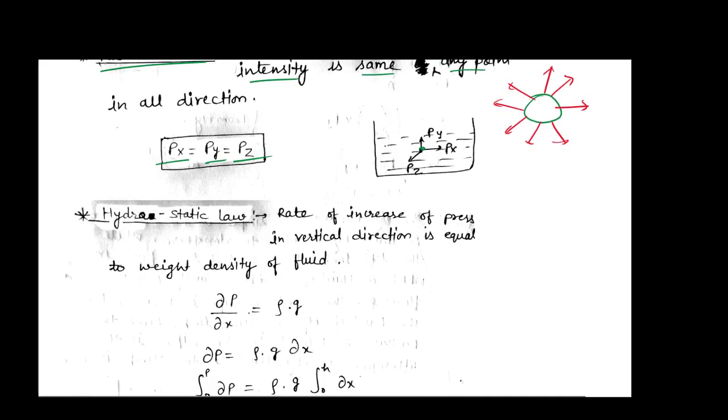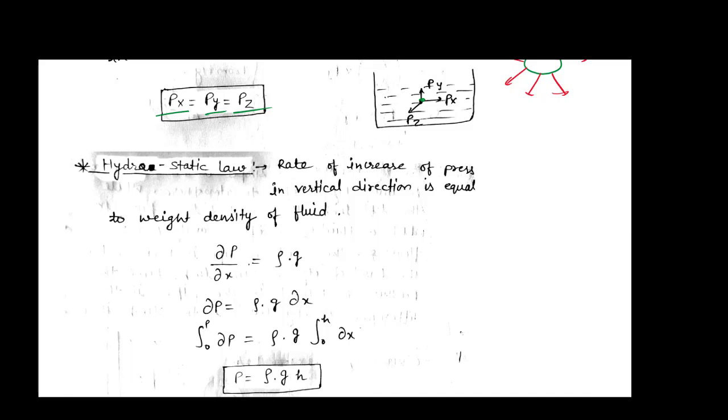Second one is the hydrostatic pressure, or hydrostatic law, you can say. It states that the rate of increase of pressure in the vertical direction is equal to the weight density of fluid. So as we have already said, it is a rate of increase, in terms of some x coordinate. So delta p by delta x is the rate of increase of pressure. It is equal to the weight density of fluid. Weight density means rho into g.